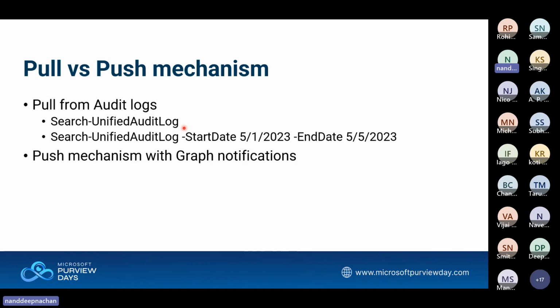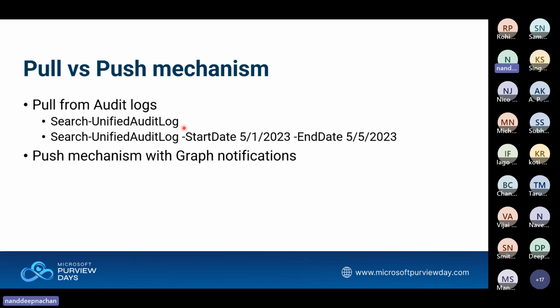But just think of the organizations where we have maybe 600 thousand users, not just 60,000, 600 thousand users. In that case, we have observed in real time that Search-UnifiedAuditLog, or pulling the data from audit logs, fails. It simply times out. It doesn't give you any of the results. So there are obviously potential implications of this.